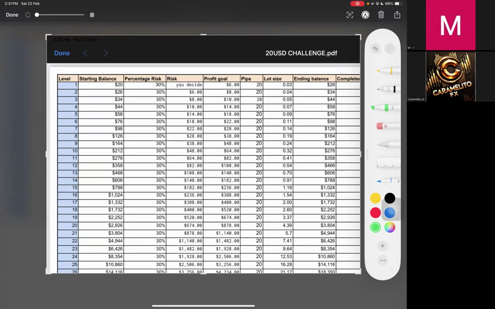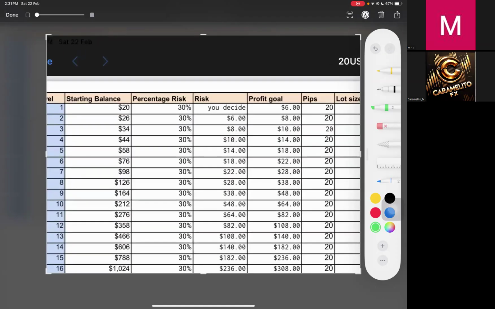Okay. So for the money management, certain people already understand how to trade, how to enter, how to exit, how to find a good quality setup, but they don't know how to start. They don't know how much they want to risk. They don't know the target profit, the pips, the lot size, everything. They don't know.